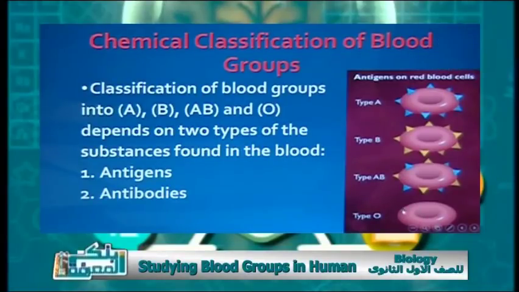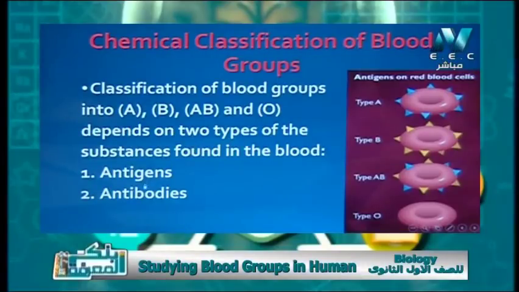But the person who is blood group O has no antigens on the red blood cell, as you see in this picture. So the classification of blood groups into A, B, AB, and O depends on two types of substances, the antigens found in the blood group. So the antigen is one of the characters that can be found in these persons. But let us speak about another substance which is present in the blood.